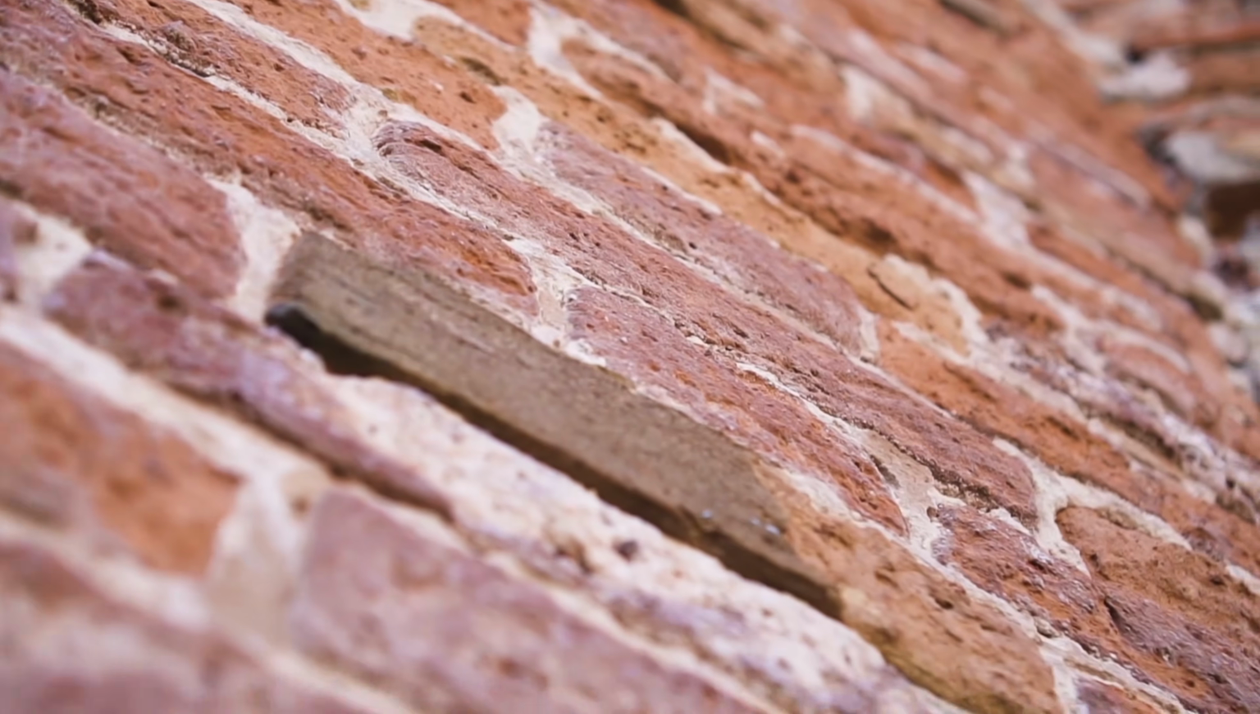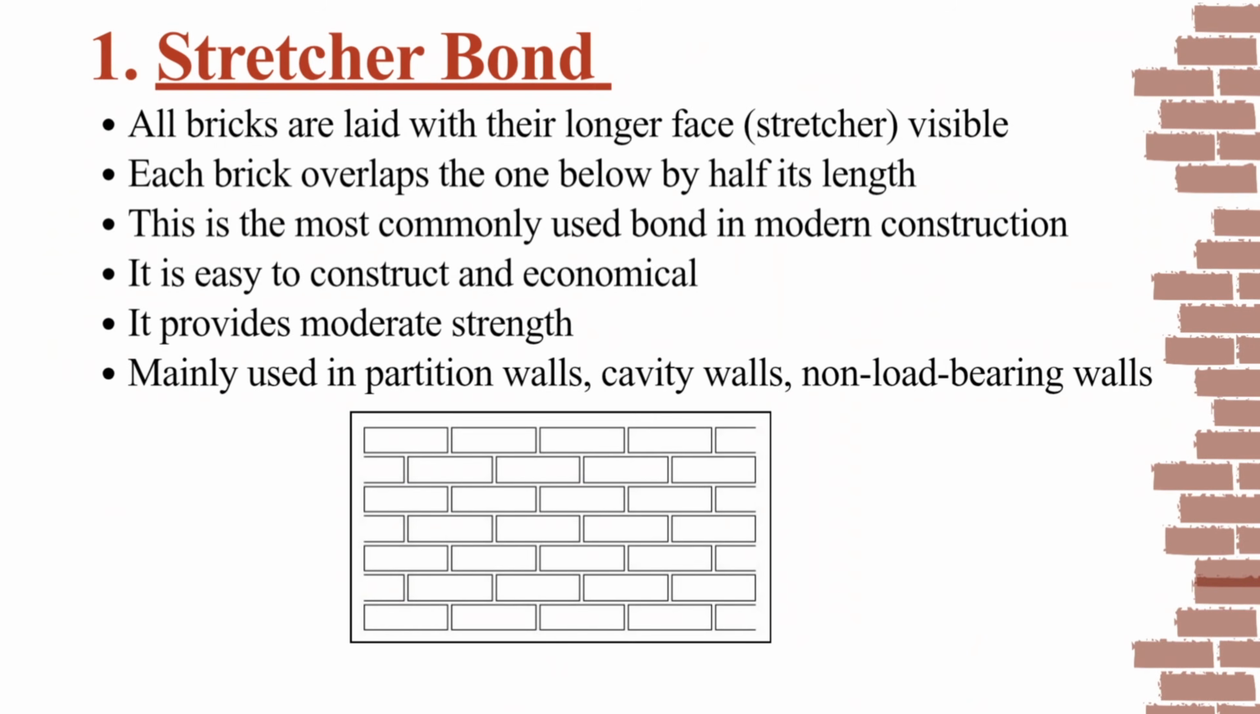The very first bond is stretcher bond. In this bond, all bricks are laid with their longer face visible. The longer face of the brick is called a stretcher and the shorter side is called a header. So in the stretcher bond, the longer face is visible. Then each brick overlaps the one below by half of its length. This is the most commonly used bond in modern construction. It is easy to construct and economical and provides moderate strength. It is mainly used in partition walls, cavity walls and non-load bearing walls.